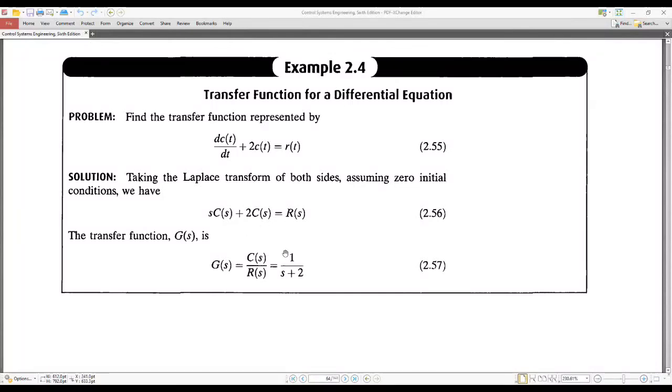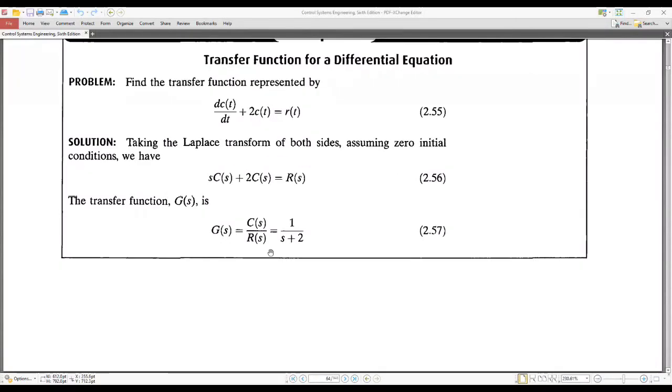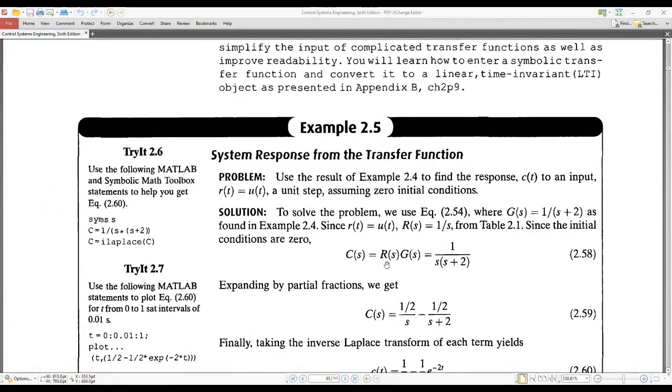So here, what would be C(s)? C(s) is equal to R(s) into G(s). So just multiply it: R(s) into 1 by s plus 2. Instead of R(s), they have said that r(t) is equal to u(t). That means the unit step. r(t) is equal to u(t), that is the unit step.